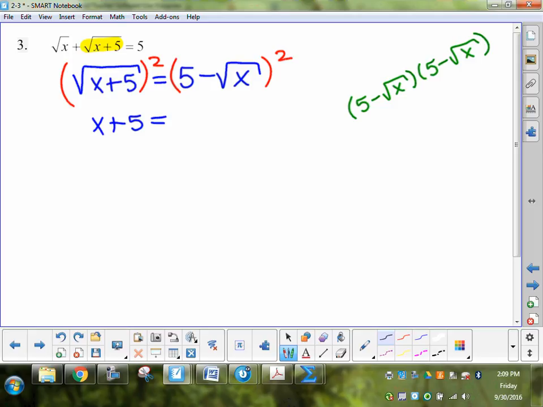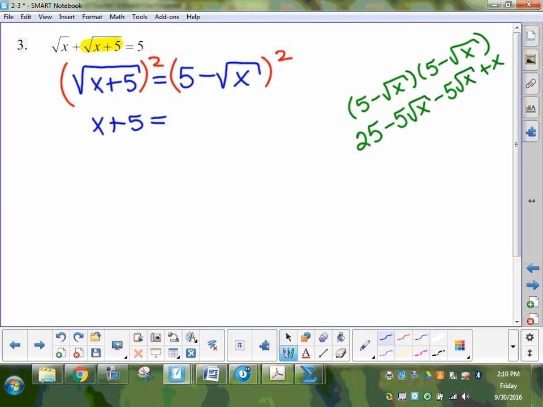What are you going to get when you multiply your first terms together? 5. Careful. Radical x squared, which is just x. Now, can this simplify down? Sure. Think, what would this simplify down to be? Keep going. Close. Plus x.